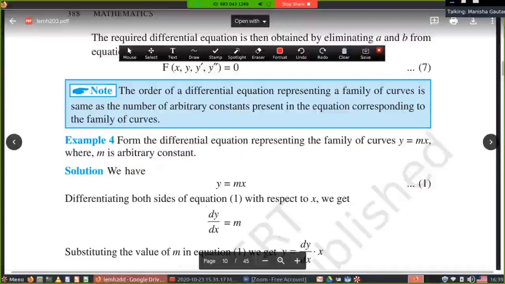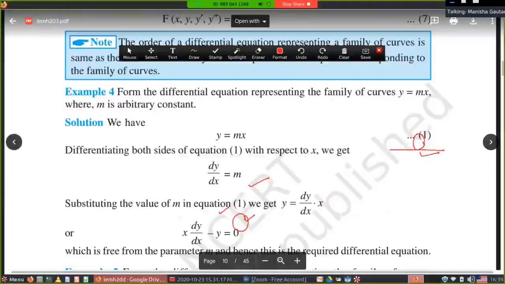y = mx is the equation. Only one arbitrary constant is there. It means after differentiating this equation once, you will get the value of m, and put that value of m in the equation, you will get the differential equation. Now y = mx, differentiate it, dy/dx = m. Now you got the value of m, put that value in the equation. This is y = m x, you have put here dy/dx for m. So the differential equation will be x dy/dx - y = 0. This is the differential equation.